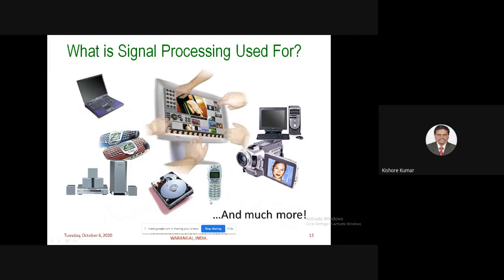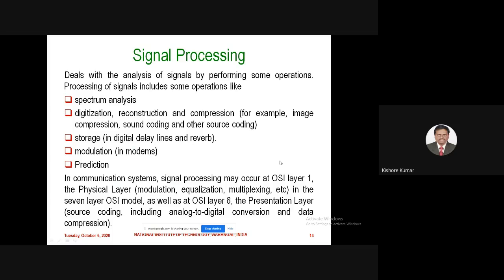There are a lot of advantages of this signal processing. It touches different types of applications. Now coming to the different types of operations while doing this signal processing: spectrum analysis, digitization, reconstruction, compression, then storage, then modulation, then prediction. These are the operations we will use in order to process the signals.